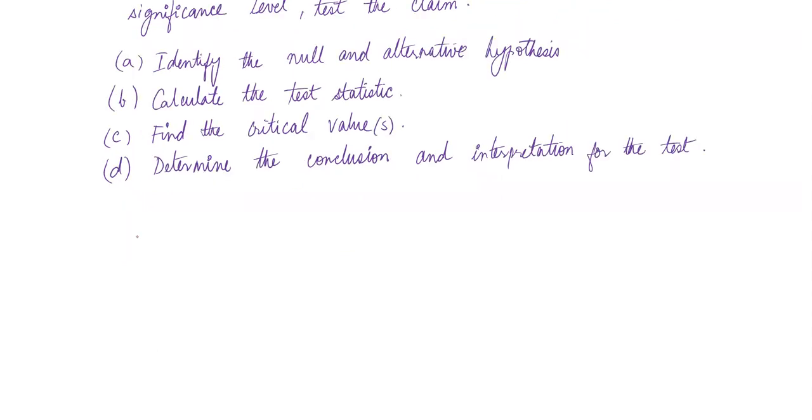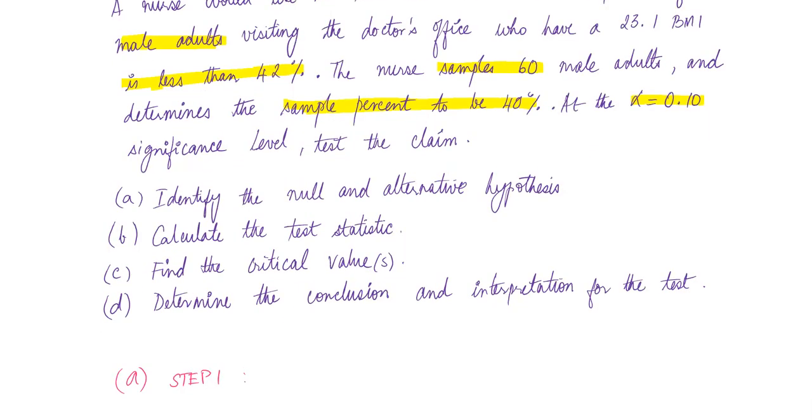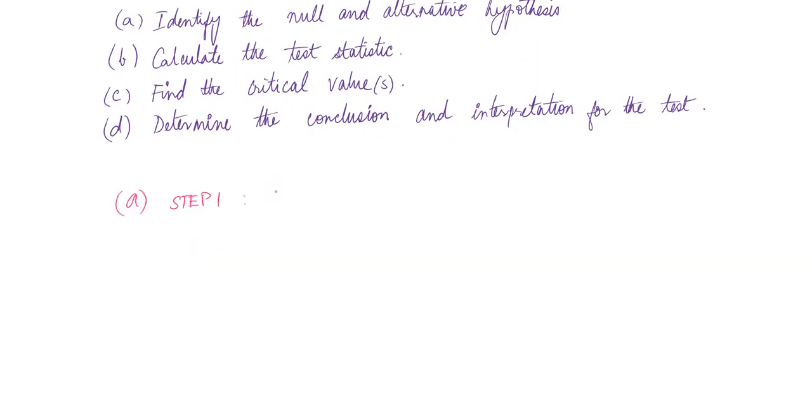Let's go to part A. In order to do this, we have to start with step 1. Step 1 is to identify the claim. We identify the claim as the percentage of male adults with 23.1 BMI to be less than 42%.